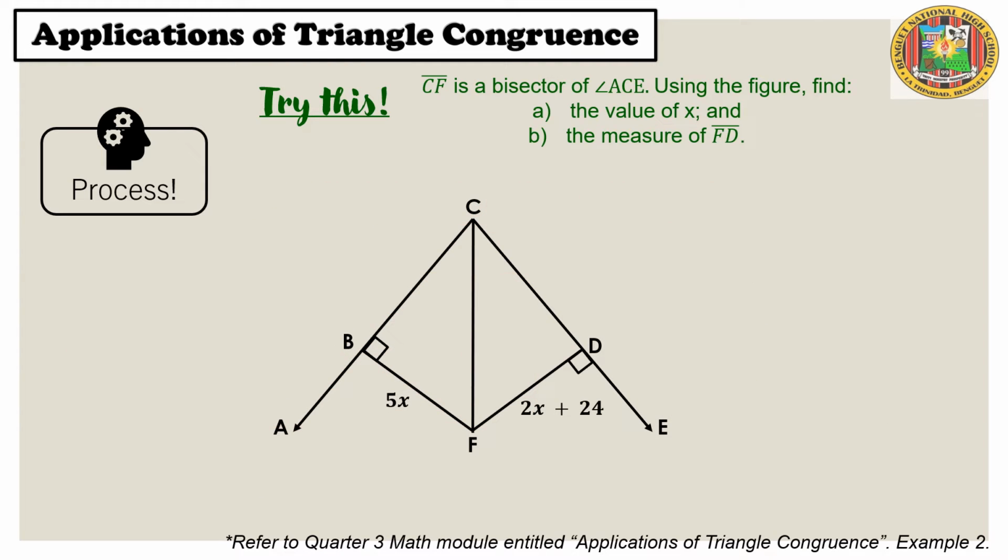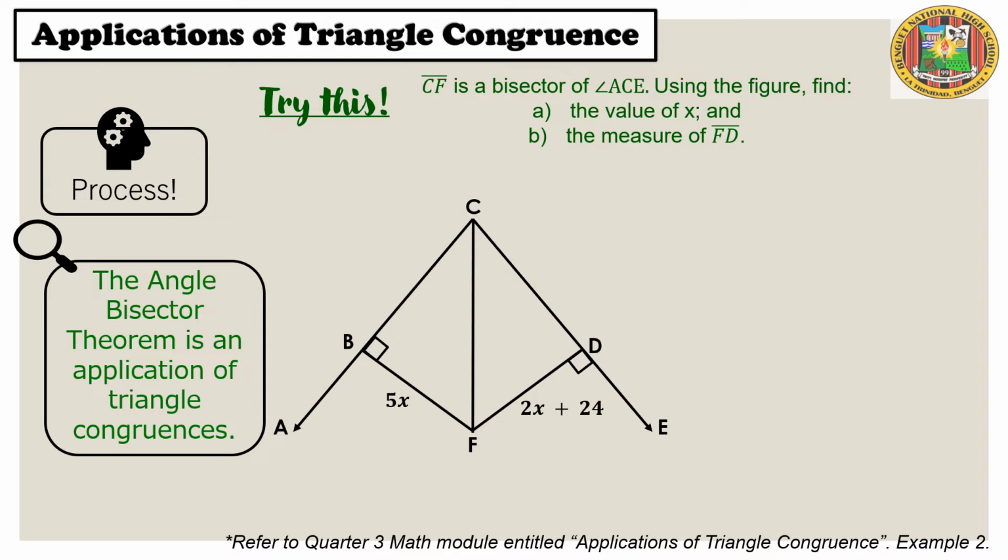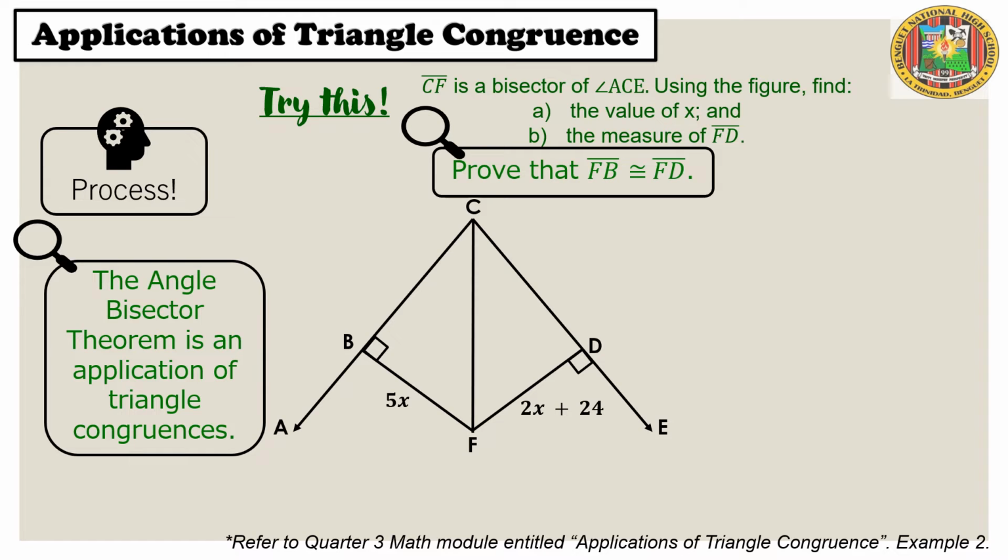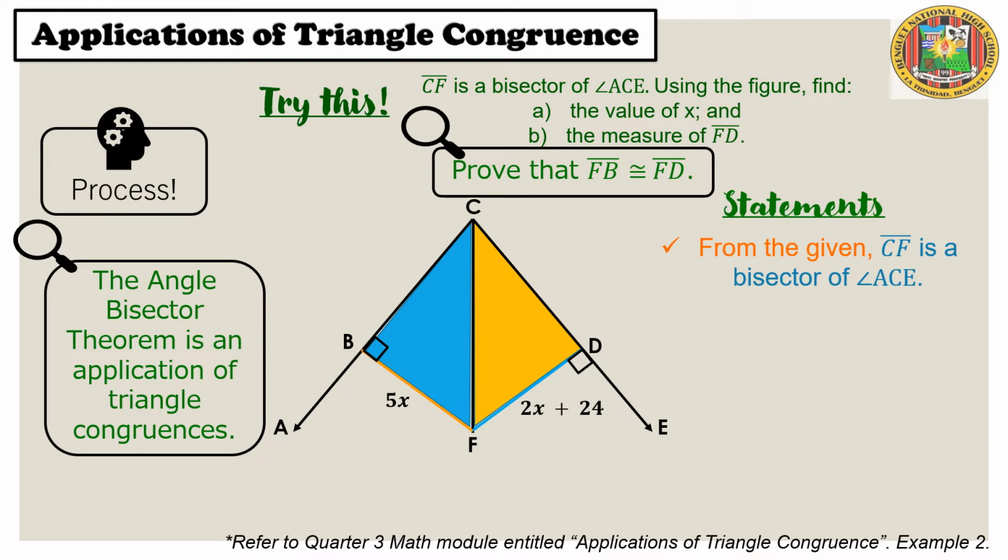The angle bisector theorem is an application of triangle congruences. To show that, let us prove that side FB is congruent to side FD. To construct our simple proof, we identify two triangles, triangle BCF and triangle DCF, that contain sides FB and FD. We begin with a given, which is segment CF is a bisector of angle ACE.